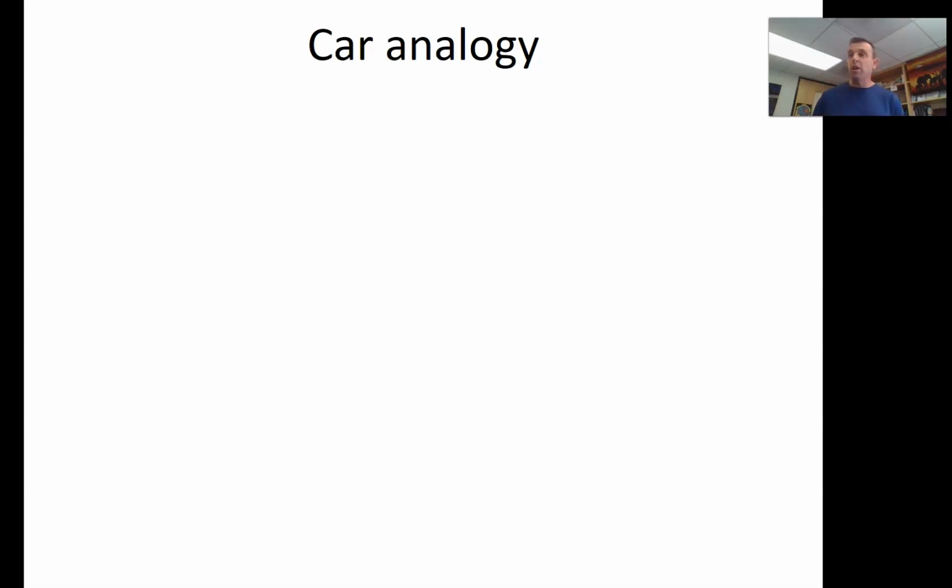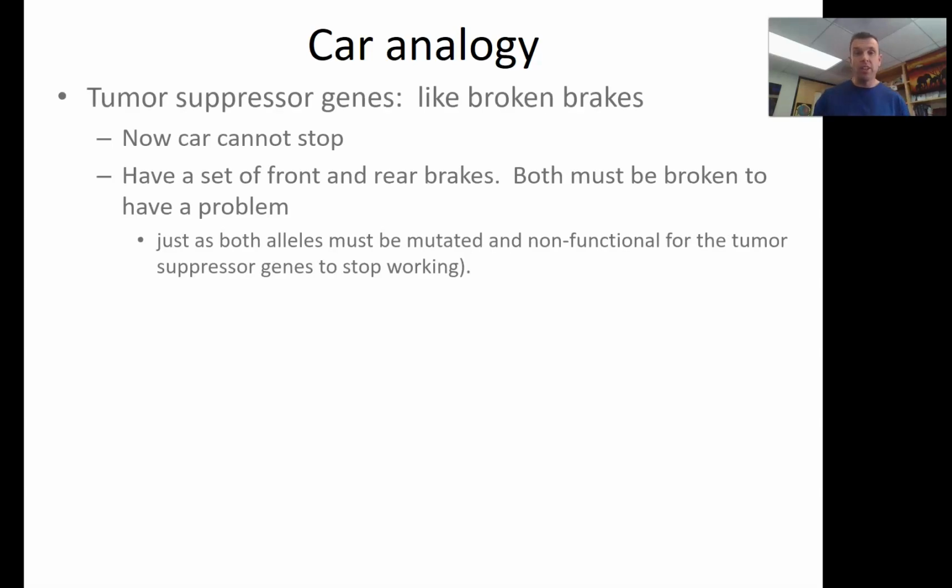And if you think about cancer as being the equivalent of a car crash, anything that's causing the car to go too much and/or preventing the car from stopping can lead to a crash. All right, so let's think about that a little bit further. The tumor suppressor genes, when they're not working, that's like your broken brakes. Now the car cannot stop, just like the cell cannot be stopped from dividing.